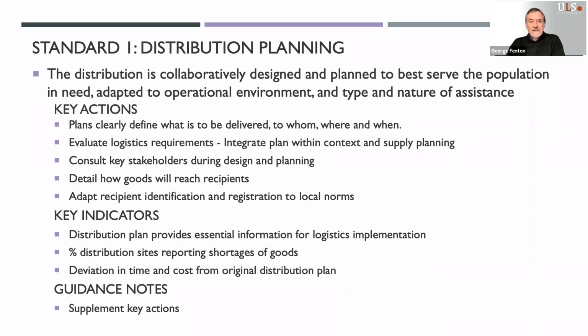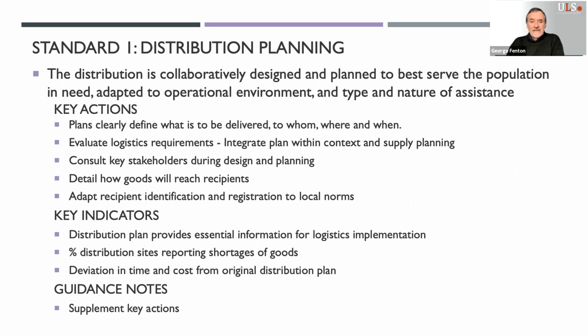It's good to ensure that the means by which recipients are identified and registered is adapted to local norms and contexts and to the distribution process itself. And it's of course good to include a plan for dealing with eligible but unregistered beneficiaries or any no-shows.